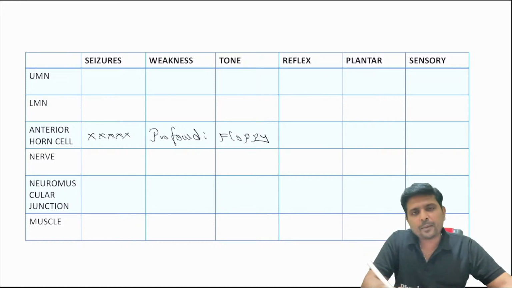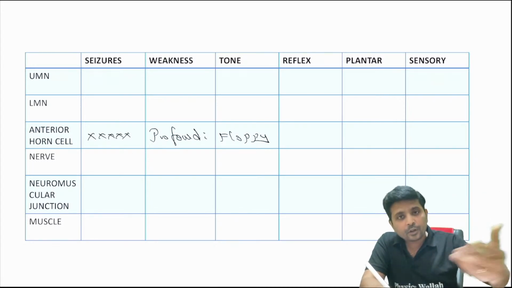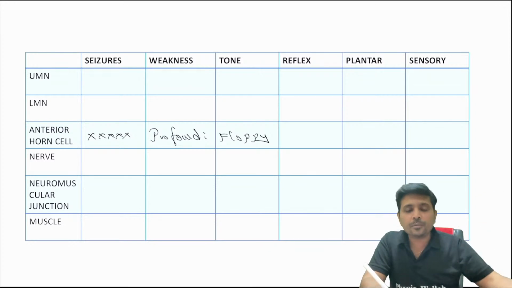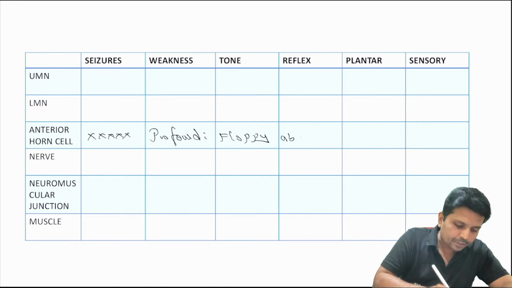Reflexes. What will happen to reflexes? Reflexes travel via the ascending nerve, the anterior horn cell, then the descending nerve, and then come to the muscle. What will happen in anterior horn cell involvement? Reflexes are absent.